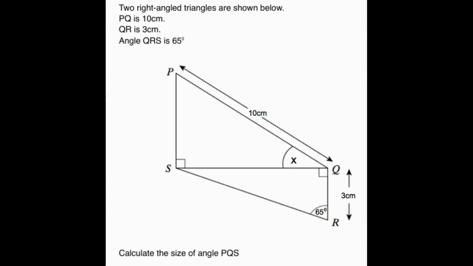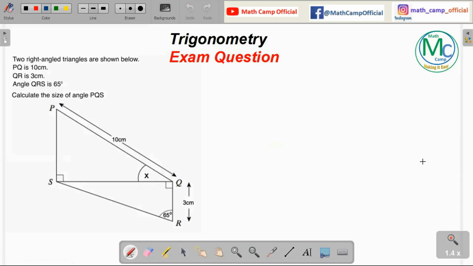Let's see this question of trigonometry. So here we have two triangles. If you look carefully, we have PSQ, one triangle, and SQR, the other triangle. Let's read out the information.